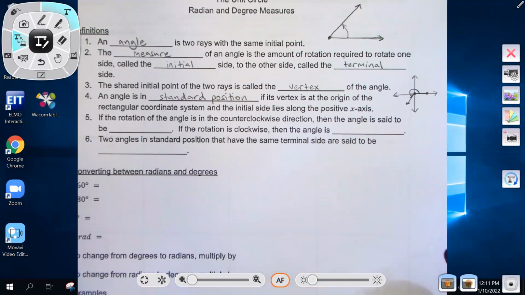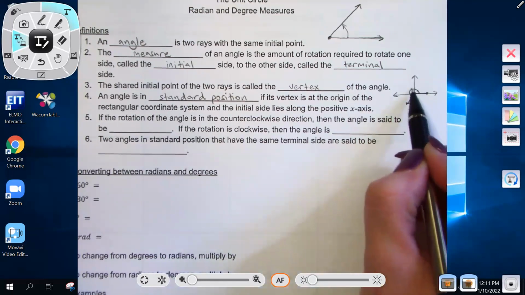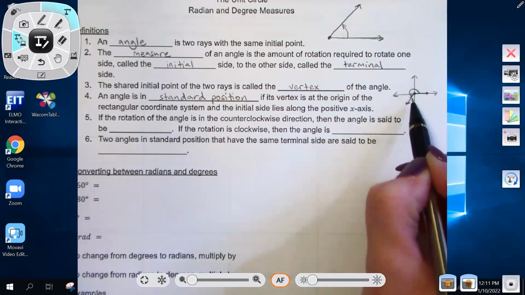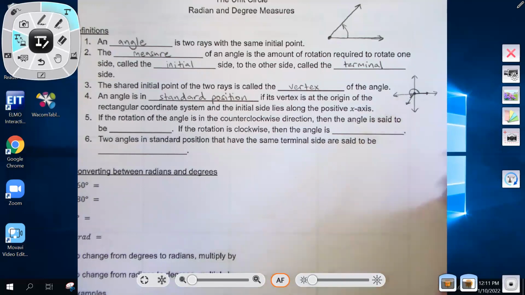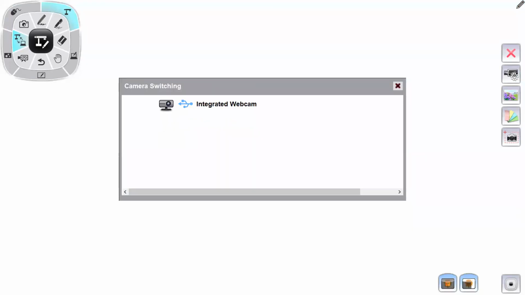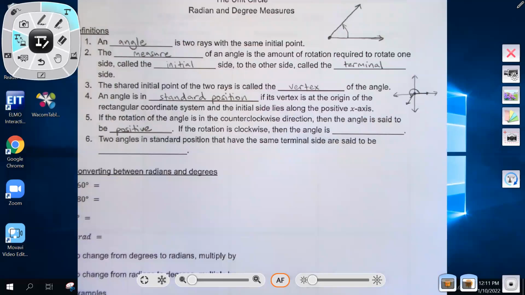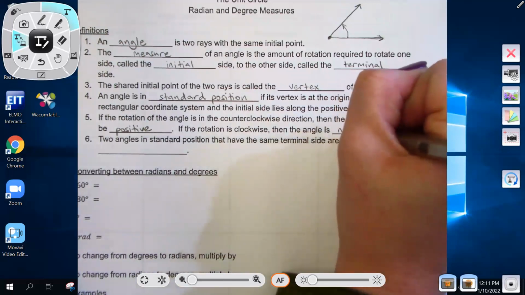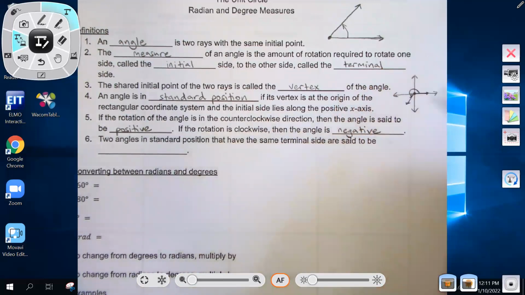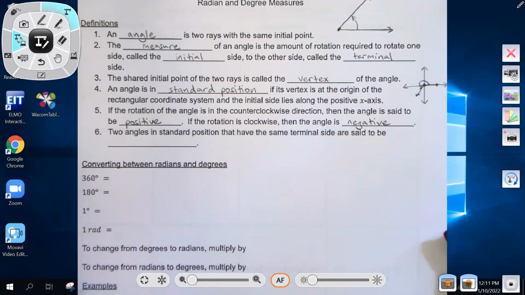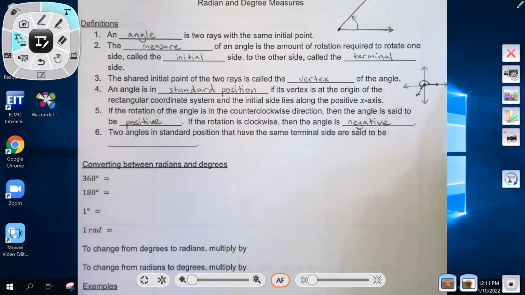Okay, number five, if the rotation of the angle is in the counterclockwise direction, which is what I just drew right here, rotation from the initial side to the terminal side, I went counterclockwise, that is a positive angle. If the rotation is clockwise, then the angle is negative. So that's probably something new that you haven't really dealt with before, negative angle measures. All that means is from the initial side, you've gone clockwise instead of counterclockwise. It's more of a direction than anything.